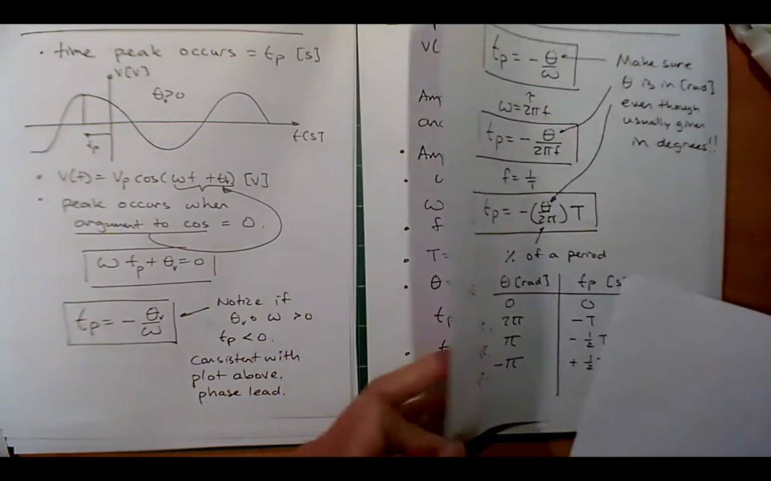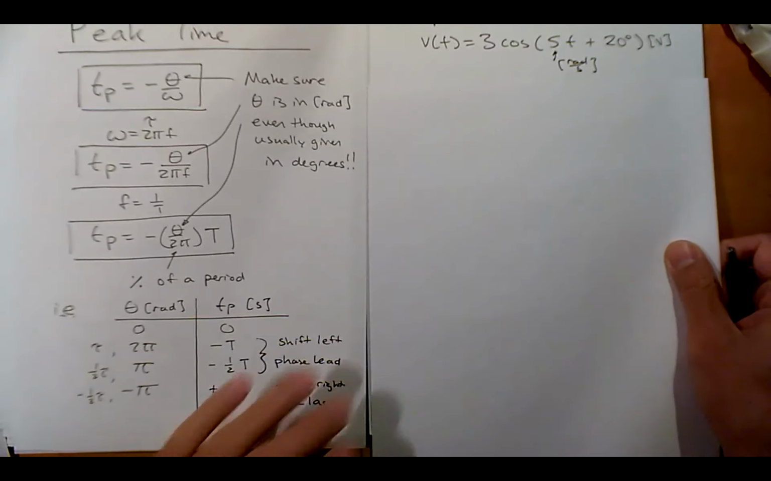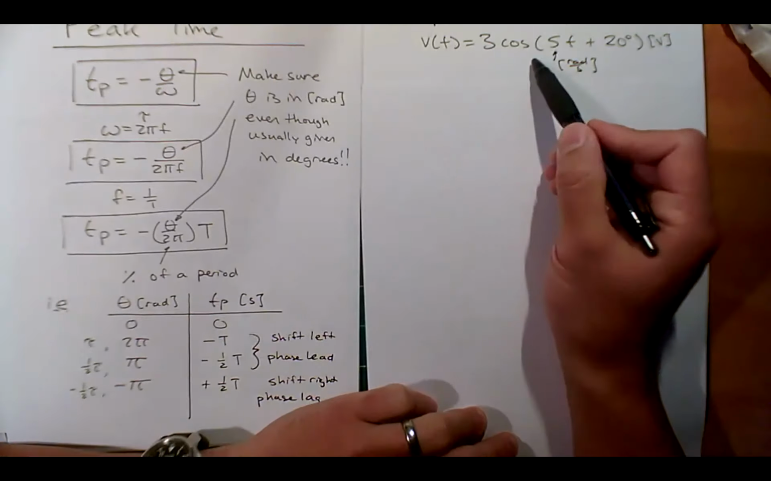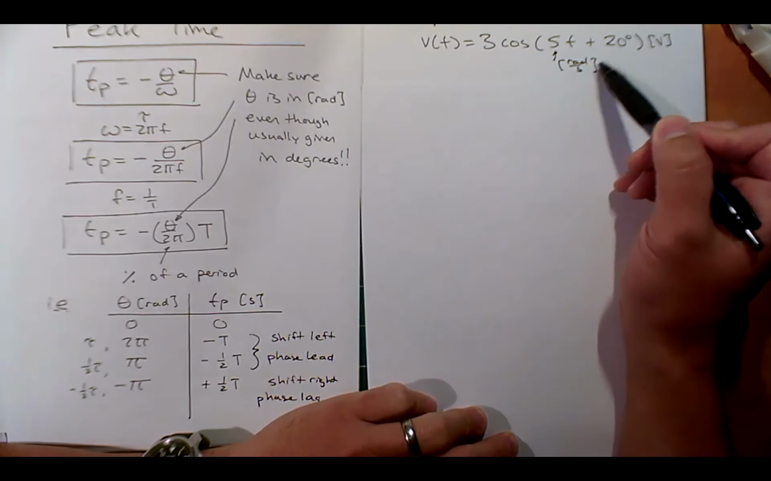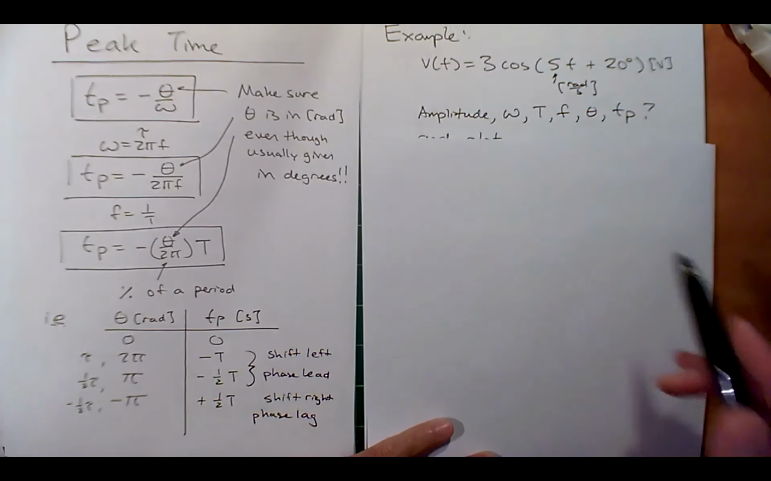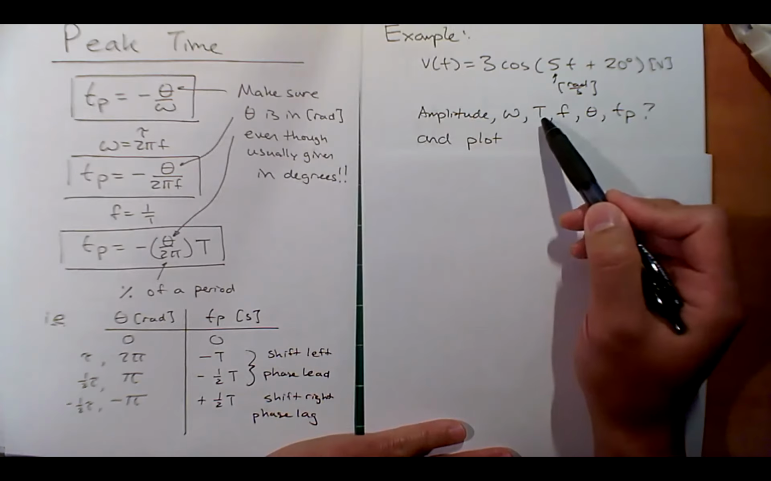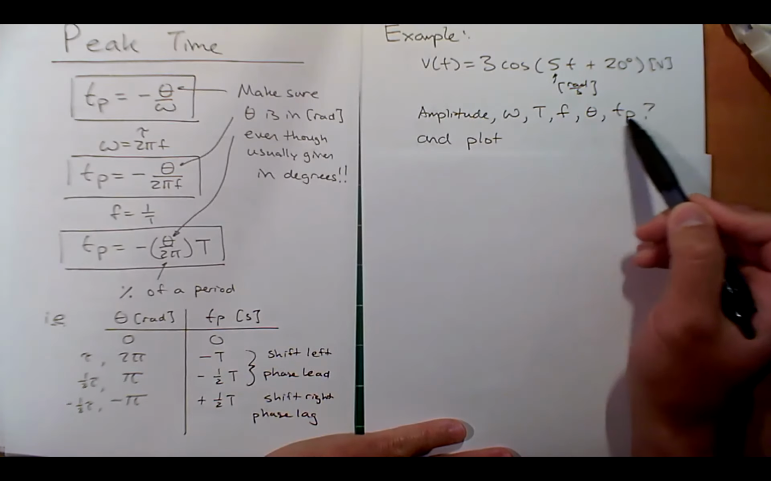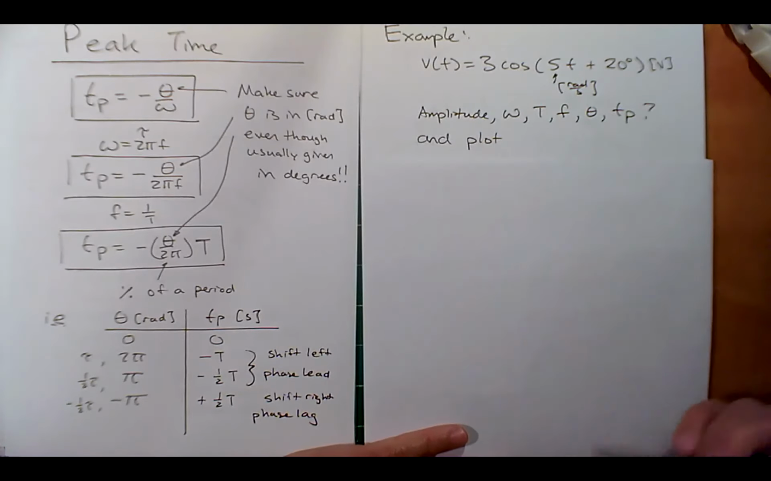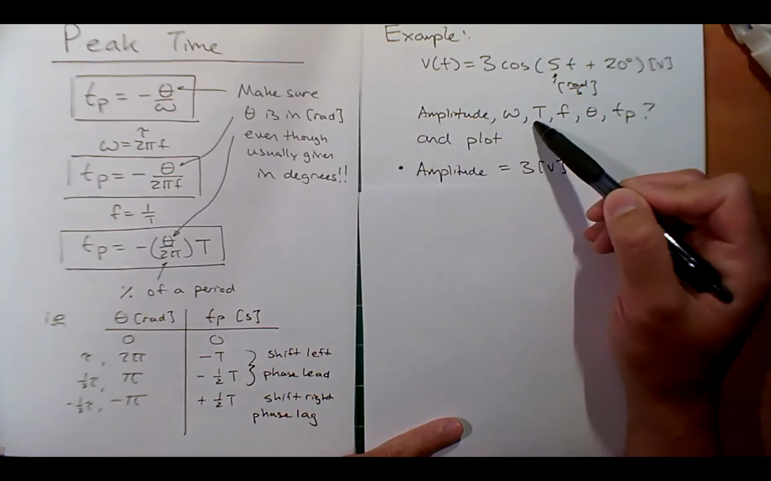Okay. So if we had a little example, let's say we had this equation, 3 cosine of 5, assuming this is radians per second, times t plus 20 degrees. And the question is, can you please tell me what the amplitude, omega, the period, frequency, phase, and the peak time are, and can you plot it? All right, let's do it. That's easy, amplitude is 3.